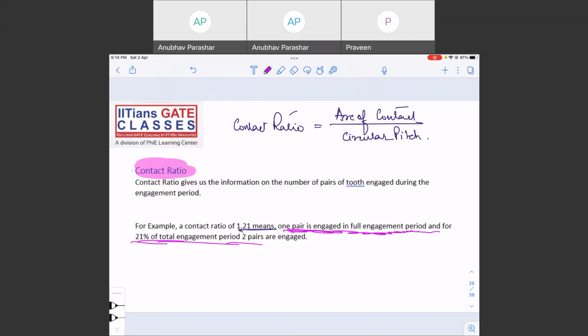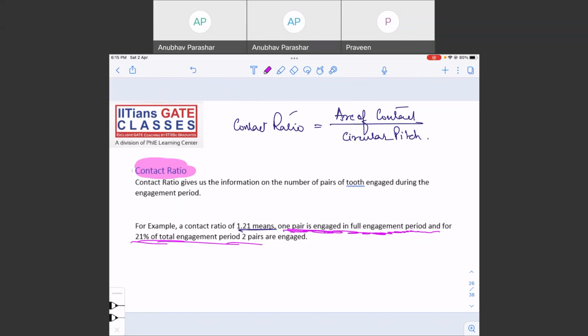It depends on how the gears are constructed: what is the module, what is the height and thickness of the gear tooth. So it depends on a lot of things. So what does contact ratio say? Contact ratio tells us, at a particular time, for what percentage of time one pair of teeth is in contact, for what percentage of time two pairs of teeth are in contact, and for what percentage more than two pairs.